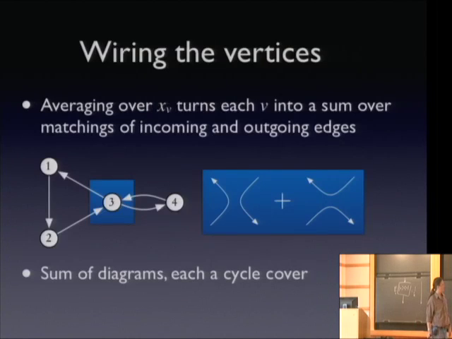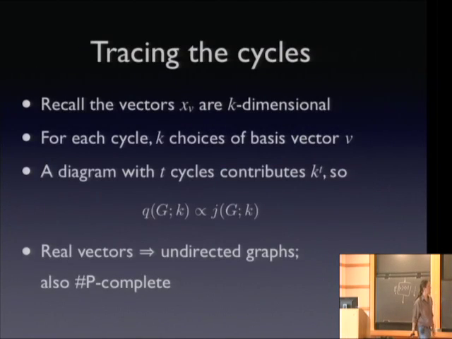So if you do this at every possible place, you're summing over all possible cycle covers, because each cycle cover is associated with a way to tell me at each vertex, if I come in this way, which way do I leave? So then we get a bunch of loops, one for each cycle. If the vectors are k-dimensional, then for each cycle we go around, we take the trace of the identity. There are k choices of the basis vector you can have on that cycle. So a diagram with t cycles contributes k to the t, and so in that generating function we have k being powered up by the number of cycles there.